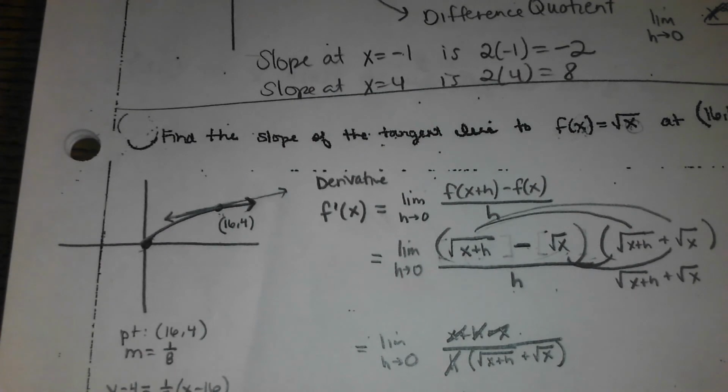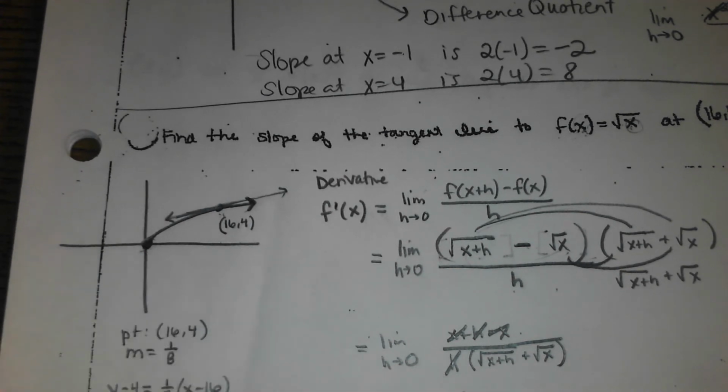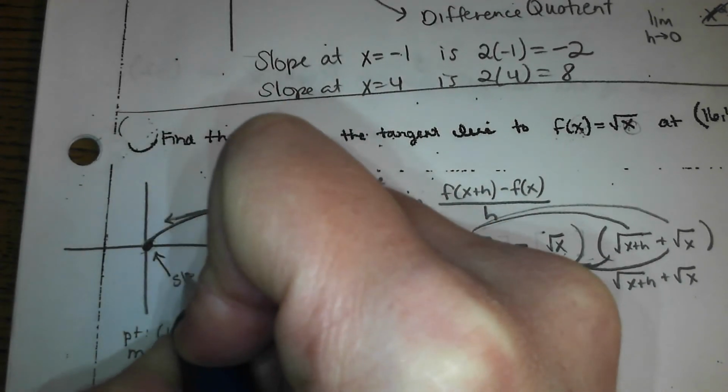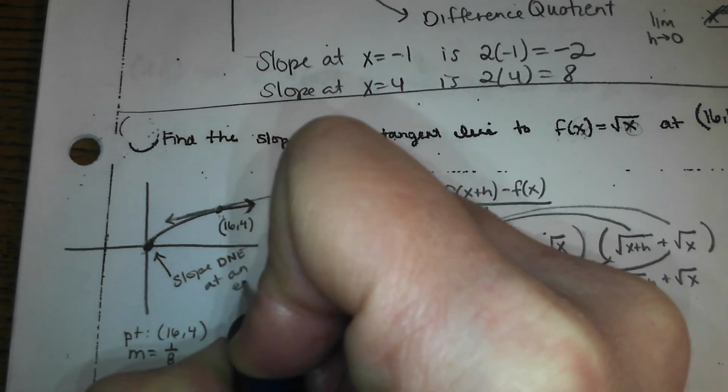And the rule is pretty simple. There is no slope at an endpoint. Okay? As soon as you get even microscopically beyond 0 to like positive 1 million, there's a slope there. But there's never a slope at an endpoint. Slope does not exist at an endpoint.